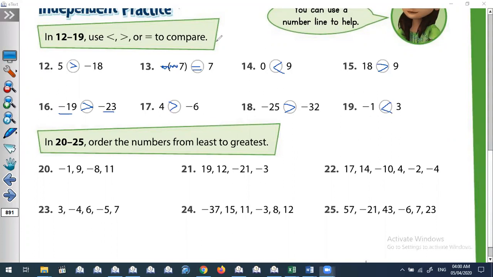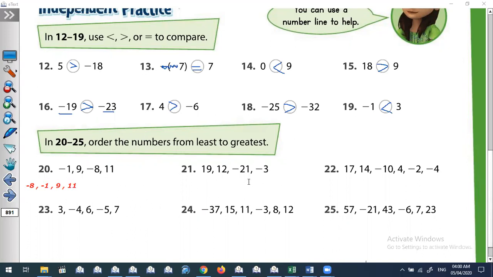Order from least to greatest again. Least, you have to start with the negative. We have negative 1 and negative 8. Which is the smaller? Yes, negative 8. After negative 8, negative 1. After that, 9 and 11, which is smaller? Yes, 9. After that, 11.